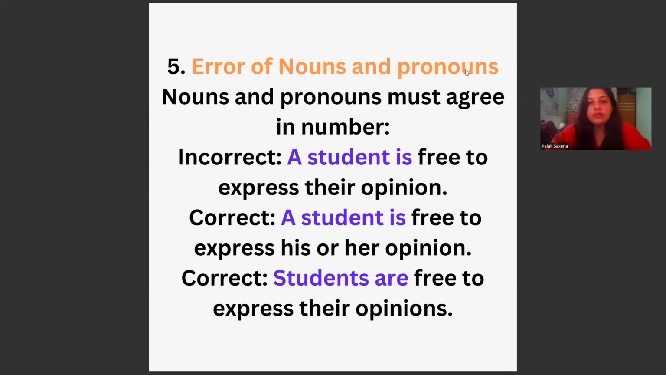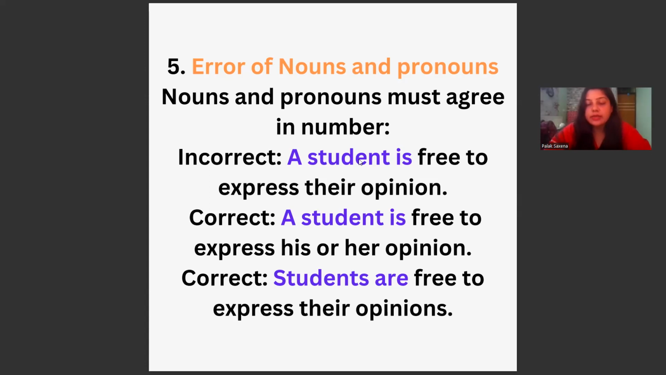Noun and pronoun was also a grade number. Now it's a very basic example that I've given to you. A student is free to express their opinion. First statement we have written: a student is free to express their opinion. So here I think the incorrect sentence should have been a students. I may have mistakenly written it as student. The first incorrect sentence should be a students is free.